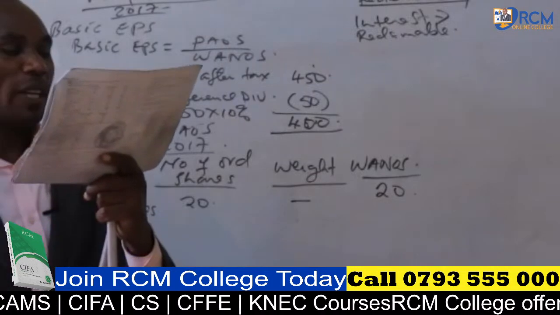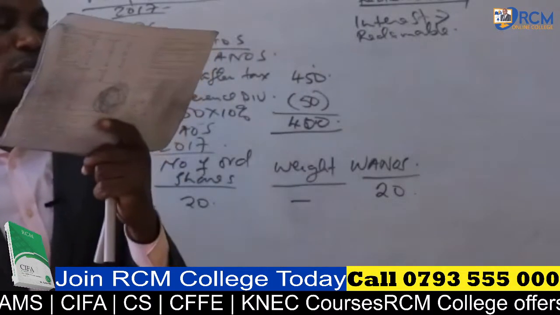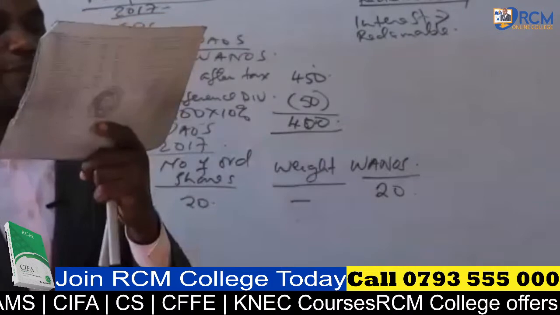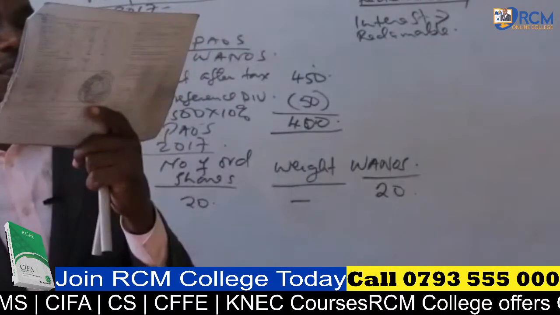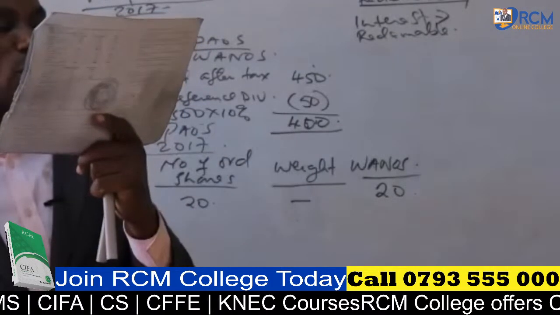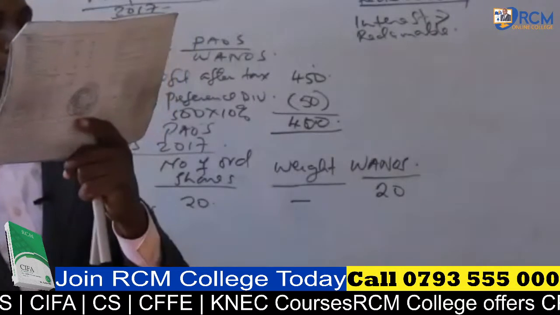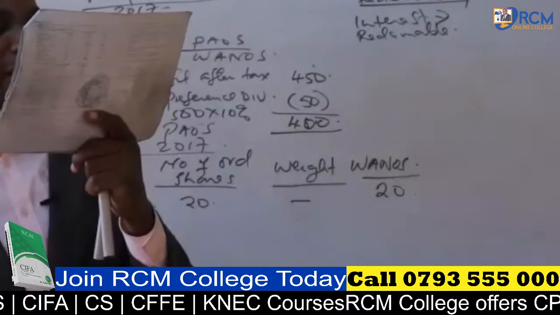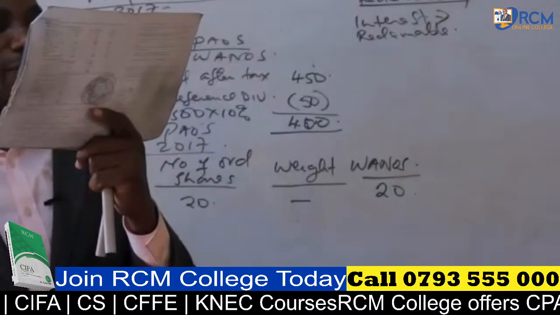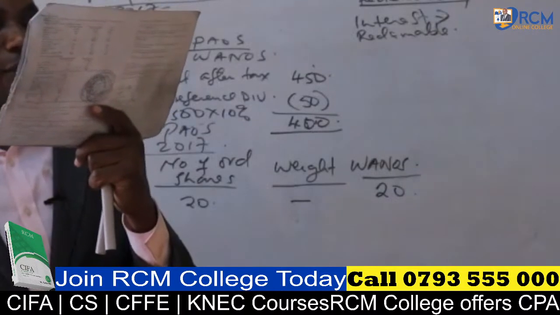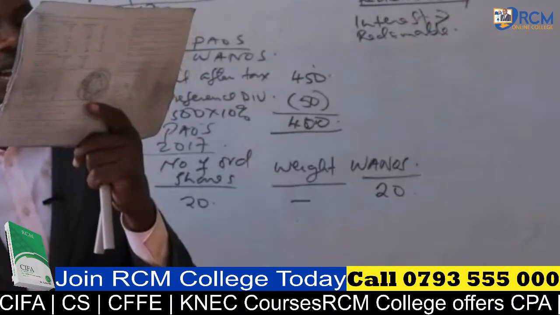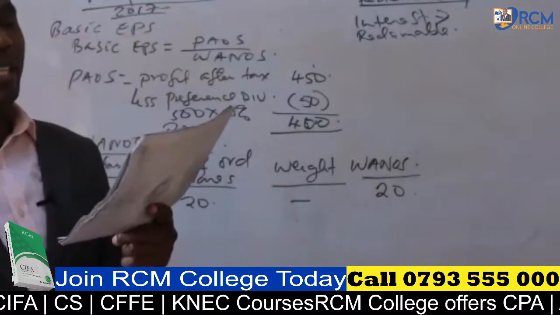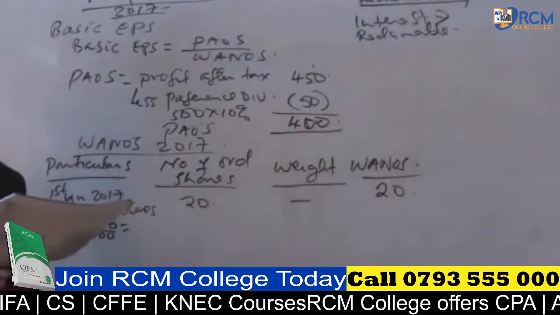Note number 2, the convertible loan stock was issued on 1st July 2017. Each shillings 1,000 loan stock is convertible to 25 ordinary shares. Holders of shillings 300 million worth of convertible loan stock exercised their right on 1st January 2018. Therefore, it's also talking about 2018.